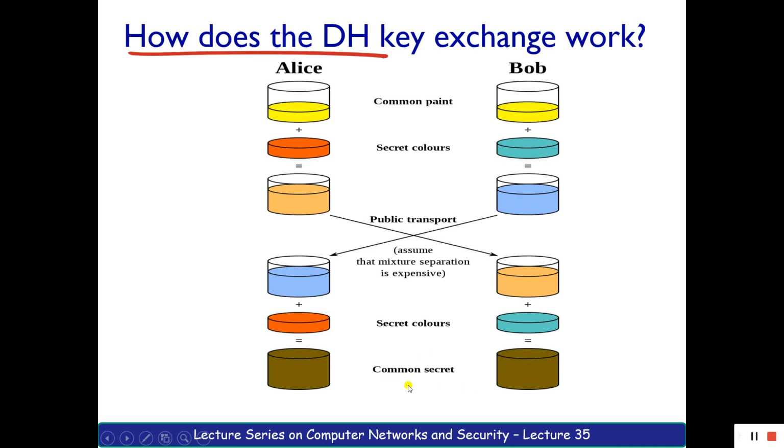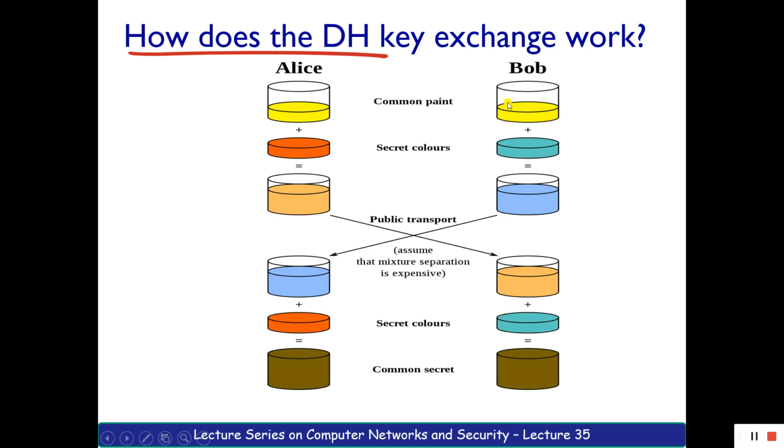So what is happening there? According to the public, you have exchanged brown and blue, but when you mix with the secret colors and check it, you will get a common secret color, that is green, on both sides. So this is what is happening.